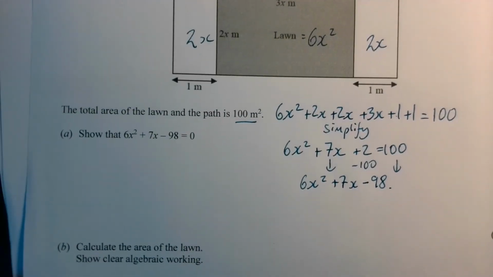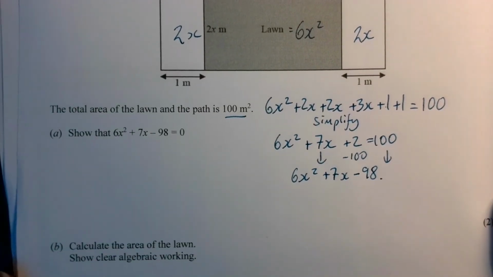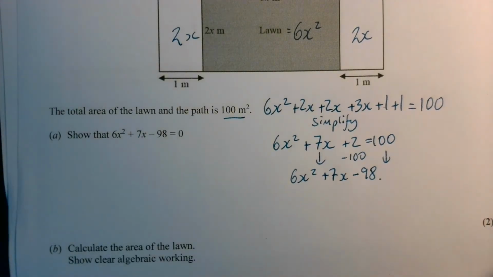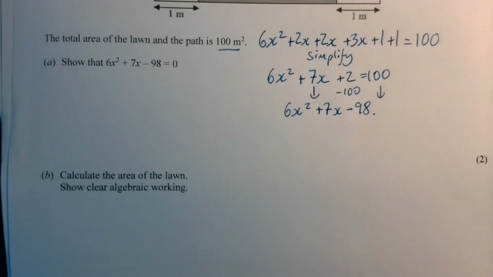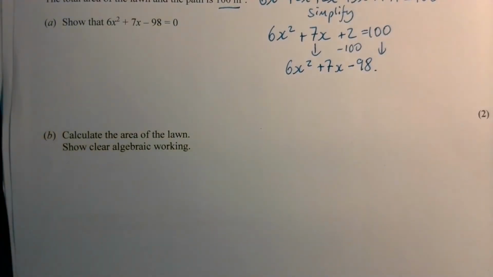Now the last part of the question is to calculate the area of the lawn. In order to do that, you need to work out what x is worth, and it says show clear algebraic working. Now this is possible to factorize, or you can do it by using the quadratic formula, and to be honest, I think the quadratic formula is probably going to be a bit nicer, although the numbers are going to still be quite big.